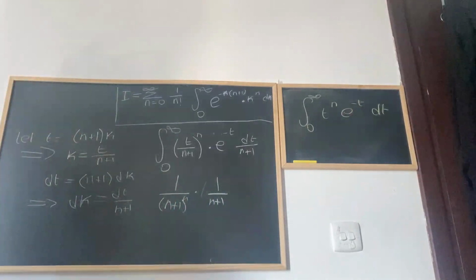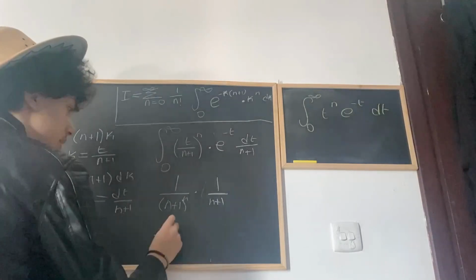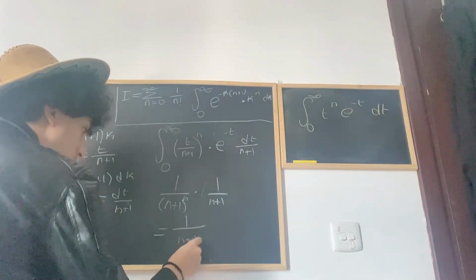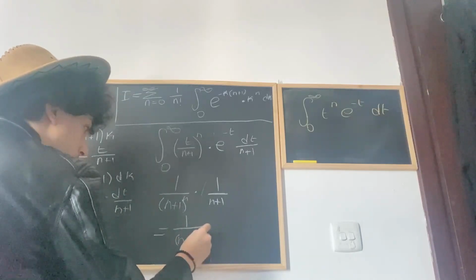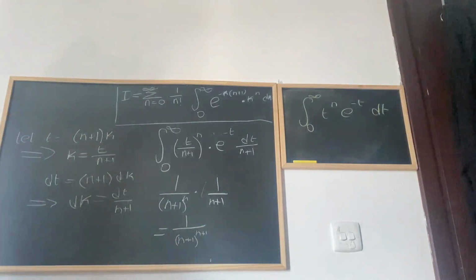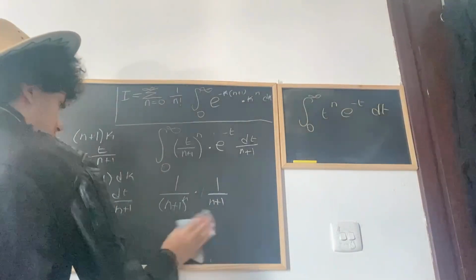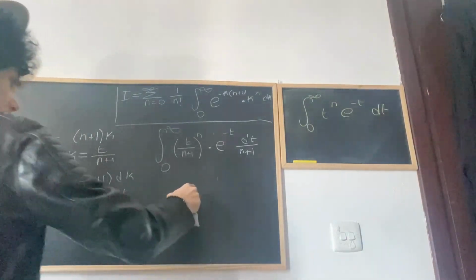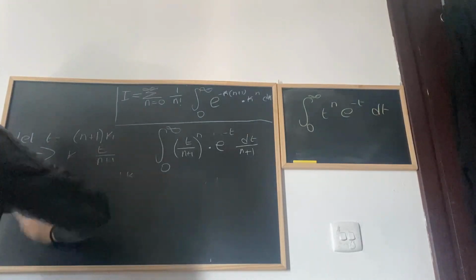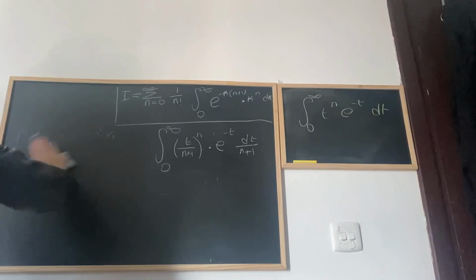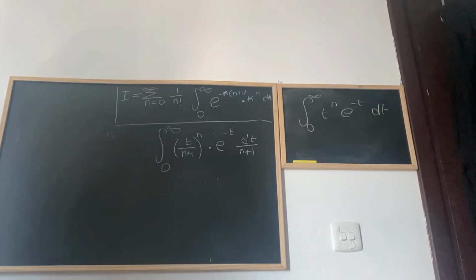Now, can't we simplify this? Can't we say that this is equal to 1 over n plus 1 multiplied by n plus 1? Can't we just say that? We can. So let's actually take those constants out, and let's write our integral much more cleanly on the left side.